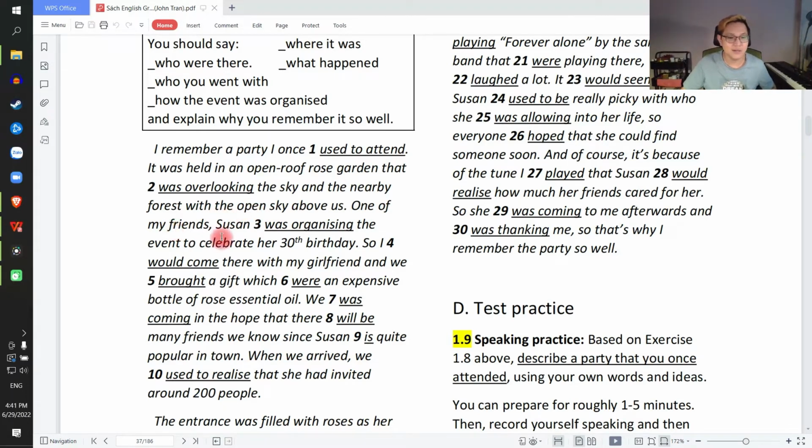One of my friends, Susan, organized the event to celebrate her 30th birthday. Oh sorry, this is a birthday. It's not a wedding. Sorry, this is a birthday party, not a wedding. Sorry, but she found someone ready. So I came there with my girlfriend and we brought a gift, which was an expensive bottle of rose essential oil.